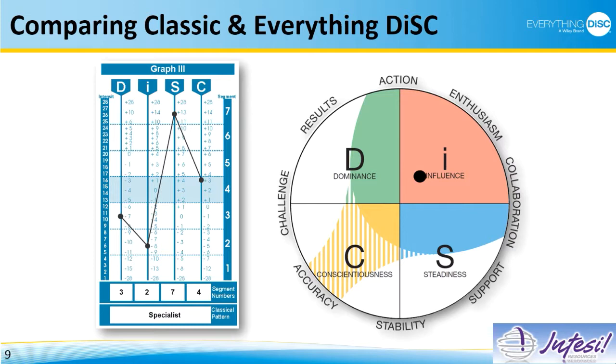Your dot placement tells not only your style, but the intensity of your style. If your dot is positioned towards the edge of the circle, it indicates that you are strongly inclined to the style. The dot that's located between the edge and the center of the circle indicates a moderate inclination, while the dot positioned close to the center of the circle indicates a slight inclination to the style.